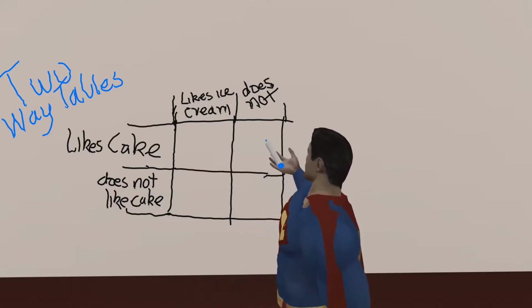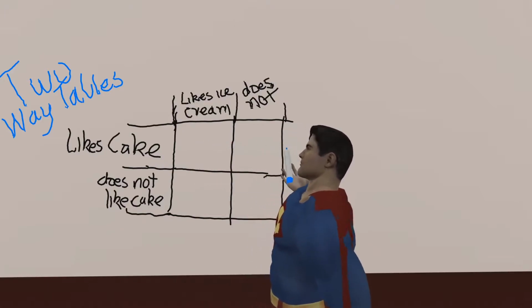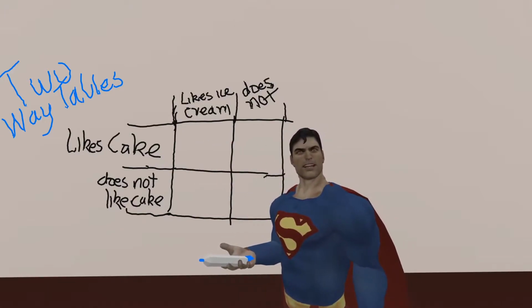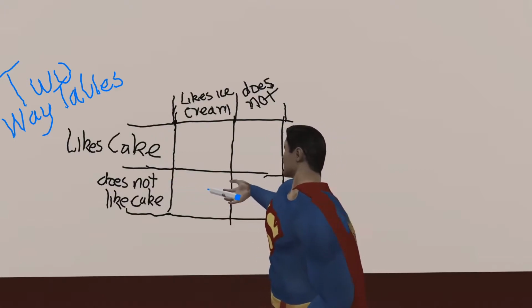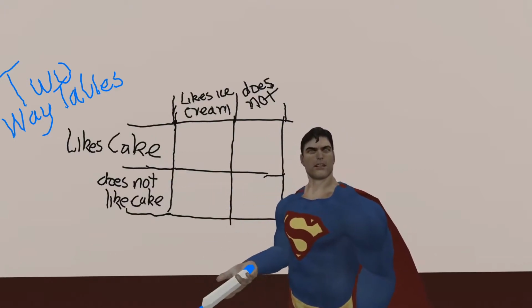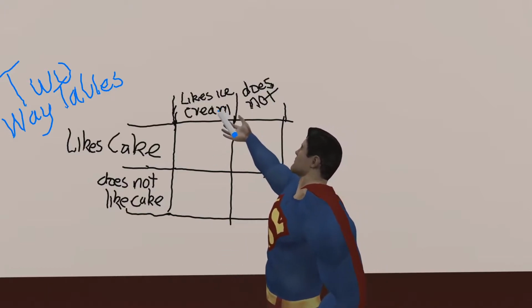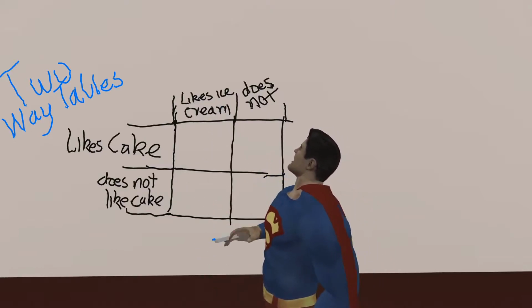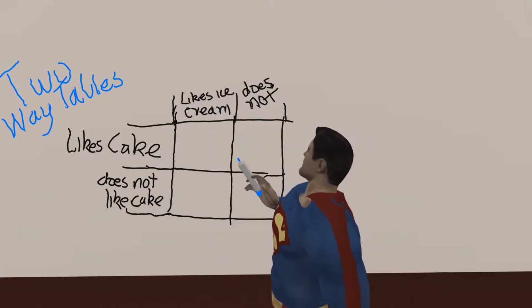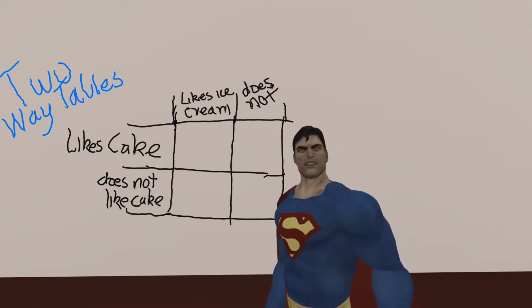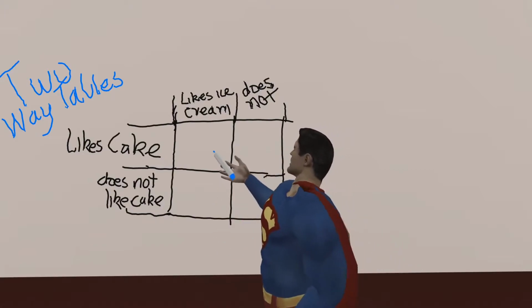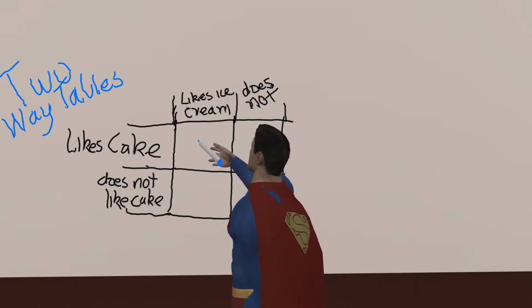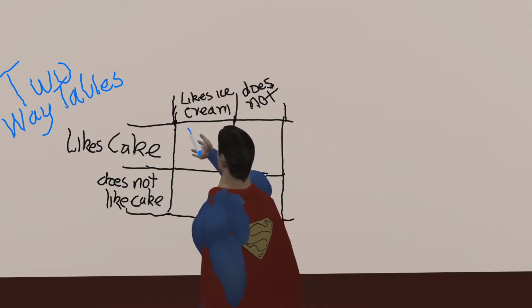So this row here represents the people who like cake. This row here is for the people who do not like cake. This column represents people who like ice cream, and this column represents people who do not like ice cream. So in this one, they like both. Let's write here: like both.